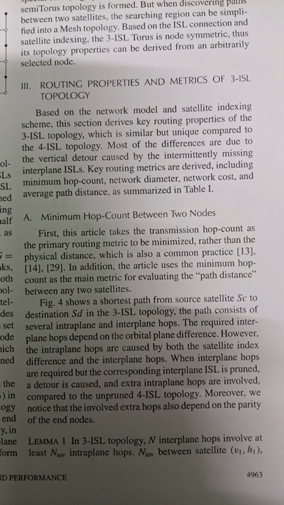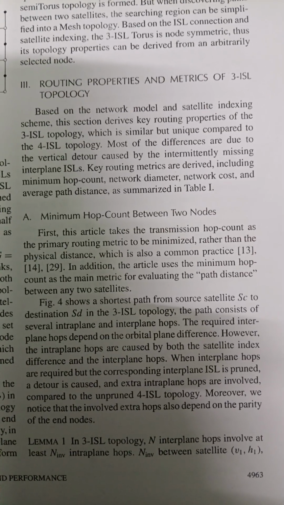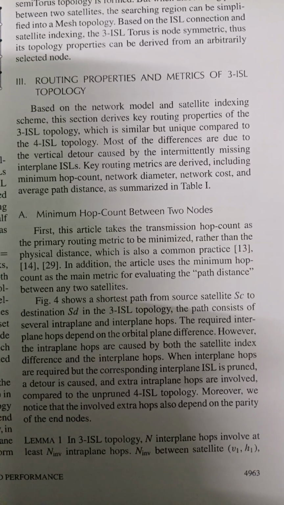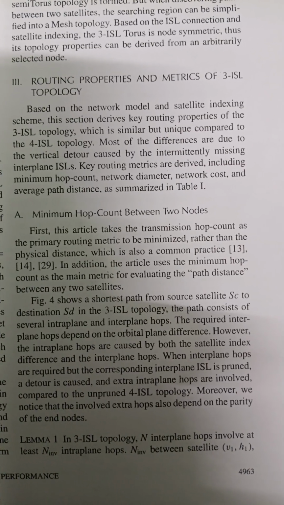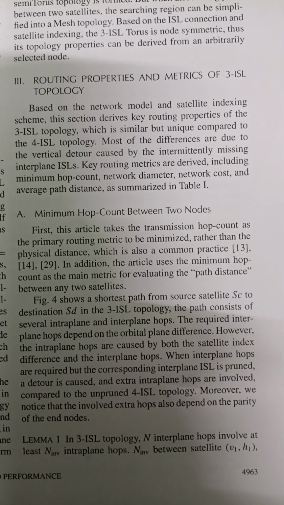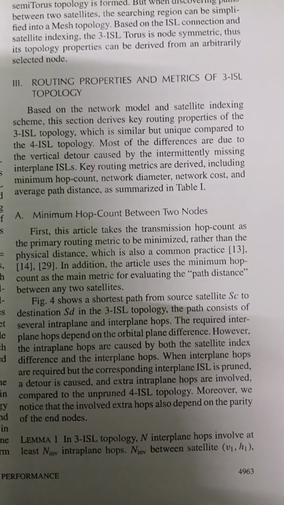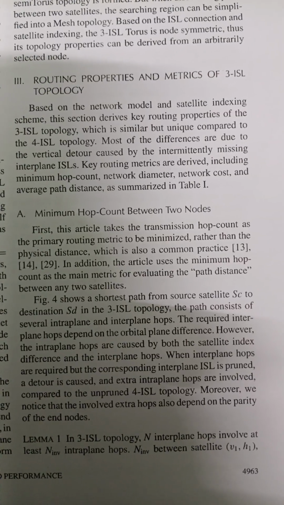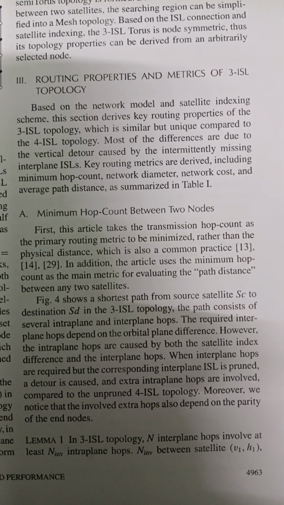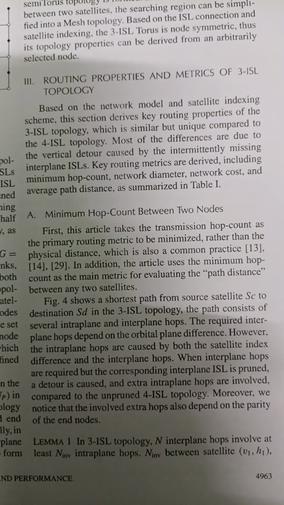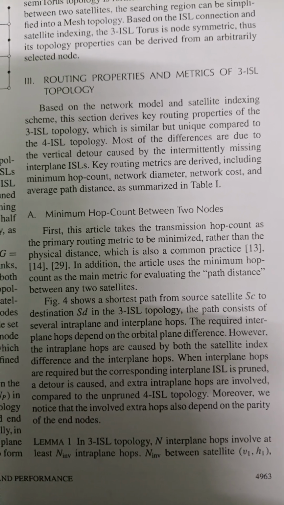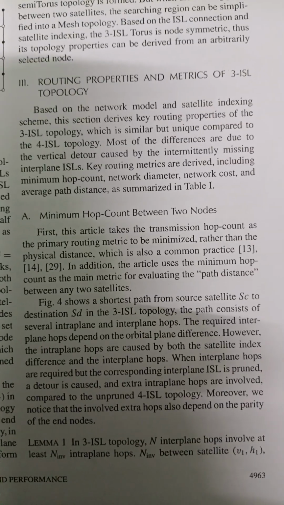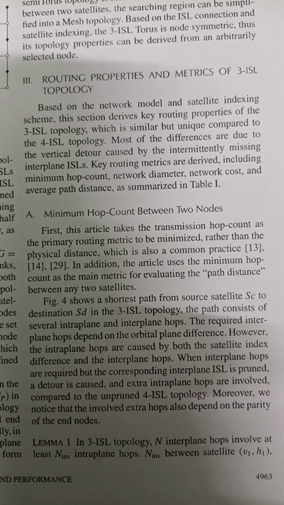Based on the network model and satellite indexing scheme, this section derives the key routing properties of 3ASL topology, which is similar but unique compared to 4ASL topology. Most of the differences are due to the vertical data caused by the intermittently missing interplane ISLs. Key routing metrics are derived, including minimum hop count, network diameter, network cost, and average path distance.